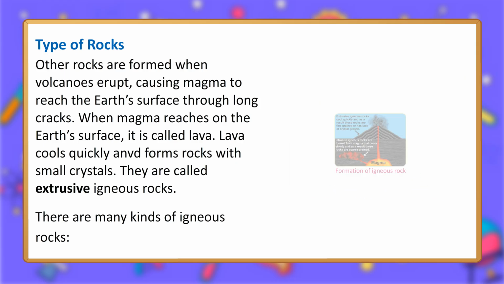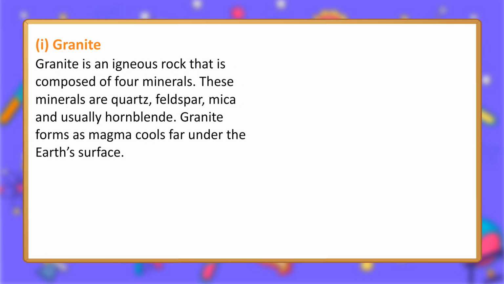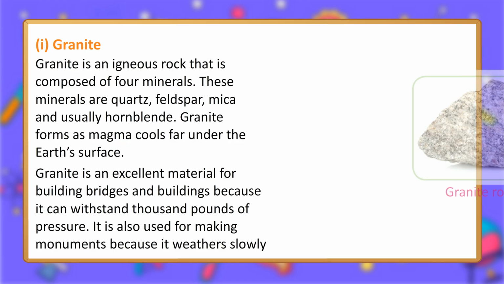Formation of igneous rock. Molten lava. Dried lava. Granite. Granite is an igneous rock that is composed of 4 minerals. These minerals are quartz, feldspar, mica and usually hornblende. Granite forms as magma cools far under the Earth's surface. Granite is an excellent material for building bridges and buildings because it can withstand 1,000 pounds of pressure. It is also used for making monuments because it weathers slowly.